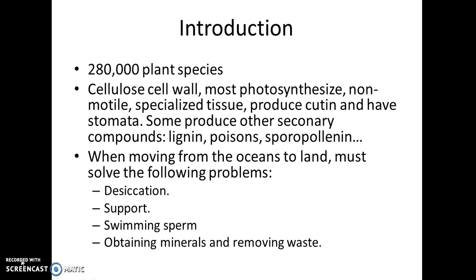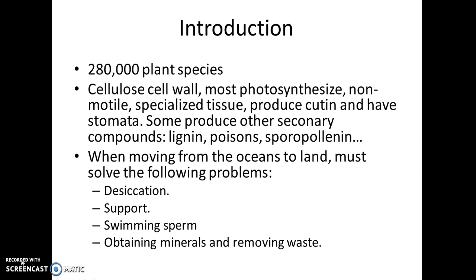So there are 280,000 species of plants. Now, how are these species defined? Primarily by their cellulose cell wall. So you know how fungus were defined by a chitin cell wall, plants have a cellulose cell wall. Most are photosynthetic, not all. Most are non-motile, they have specialized tissue. They produce cutin and have the stomata. Some produce other secondary compounds like lignin, which makes wood, poisons, all that sort of stuff.